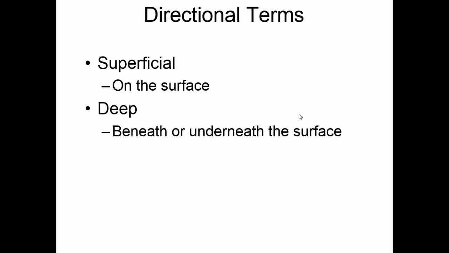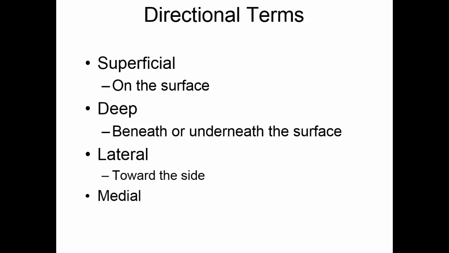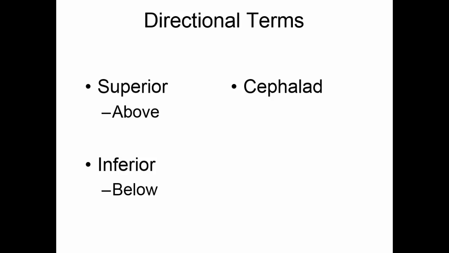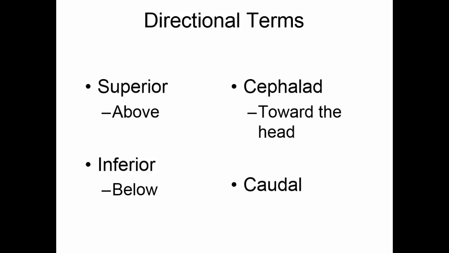We talk about a muscle being superficial to another muscle, or a structure being deep to some other structure. Lateral means toward the side, and medial means toward the midline. Superior means above, inferior means below. Cephalad means toward the head, and caudal means toward the tail. Now, cephalad and caudal are used more on animals. In humans, we use superior and inferior.